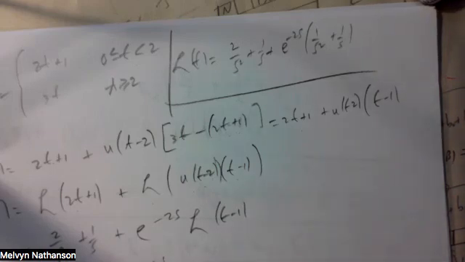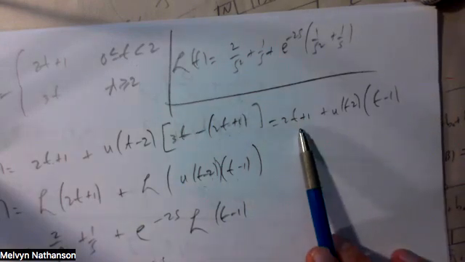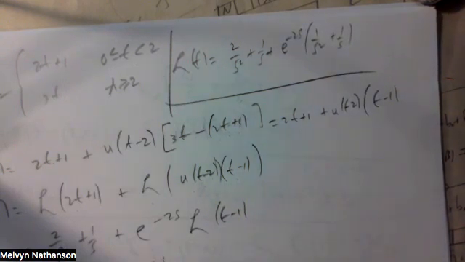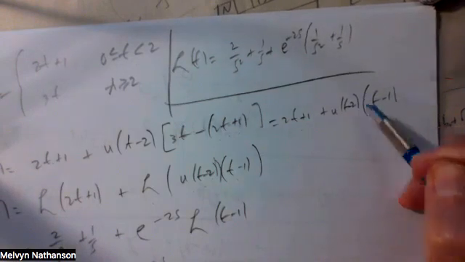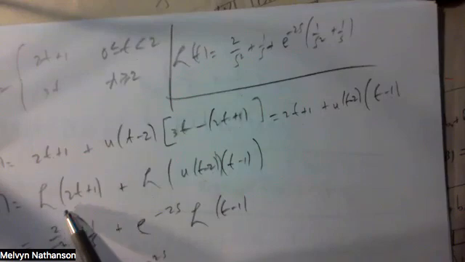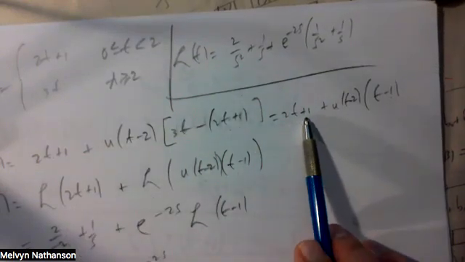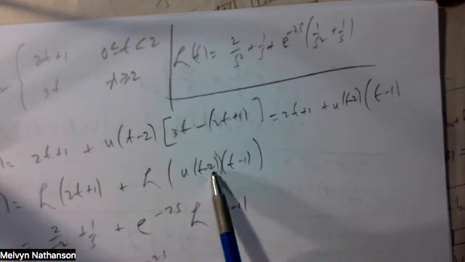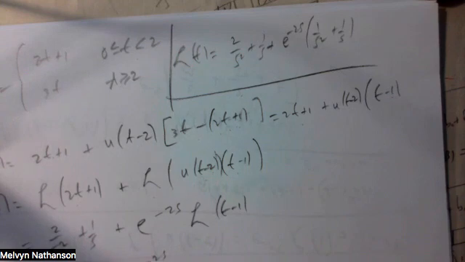I just have a minus sign off somewhere, so I need to get this correct. F of t is 2t plus 1 plus u of t minus 2, t minus 1. So the Laplace transform is the Laplace transform of 2t plus 1 plus the Laplace transform of u of t minus 2 times t minus 1.